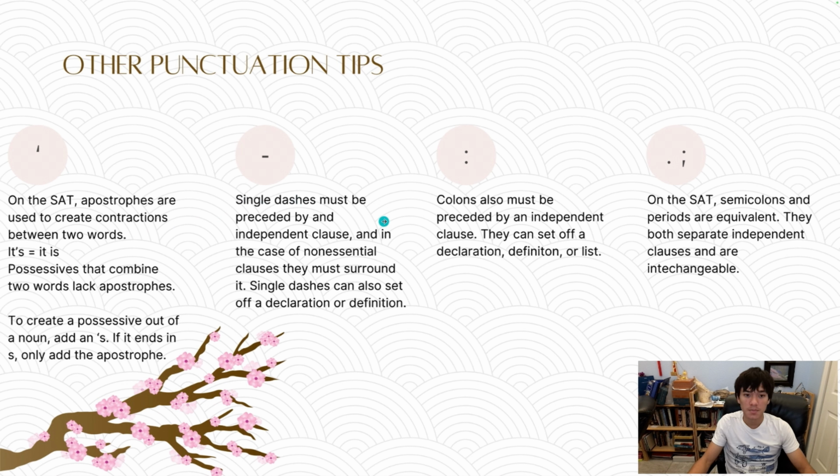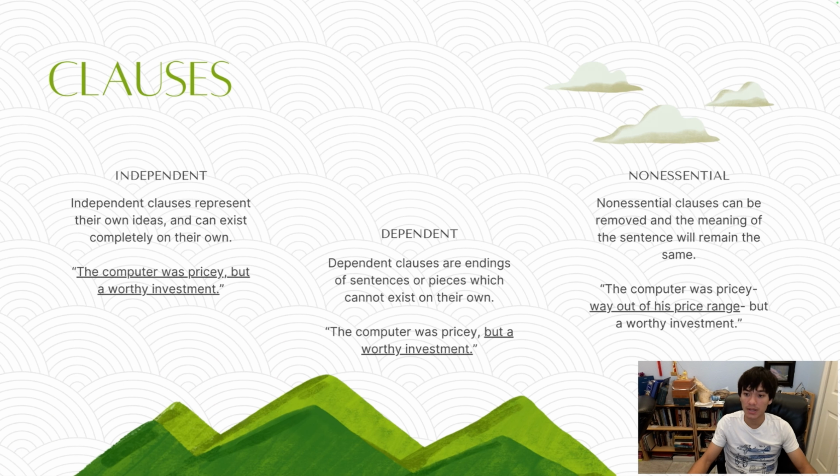Dashes. Dashes must be preceded by an independent clause. And in the case of non-essential clauses, they must surround it completely. Single dashes can also set off a declaration or definition. We'll go into this when we get to our examples, okay? But single dashes, to be grammatically correct, must have an independent clause before them, and they must surround non-essential clauses. So we can actually see right here, it surrounds a non-essential clause. The non-essential clause being way out of its price range, there's a dash that comes before it and a dash that comes right after it.